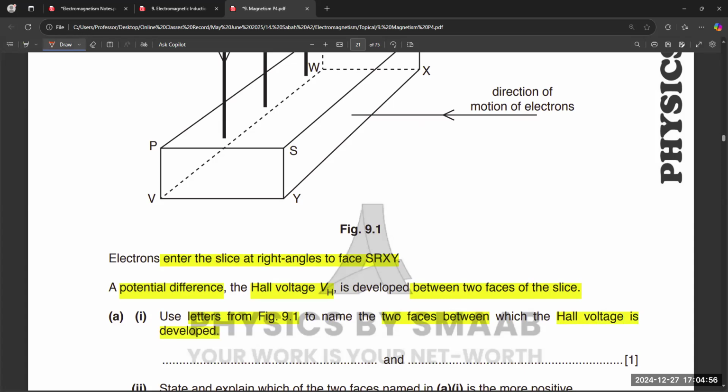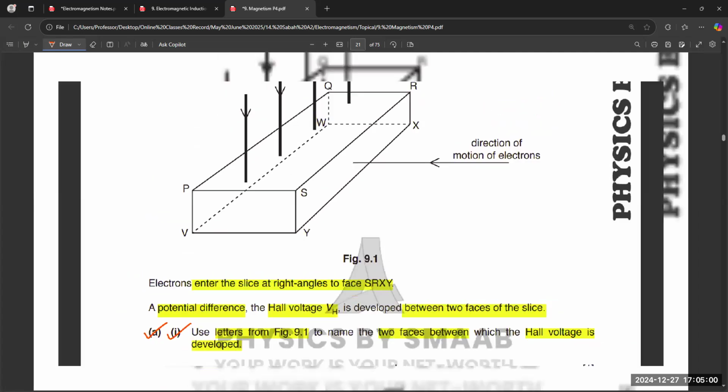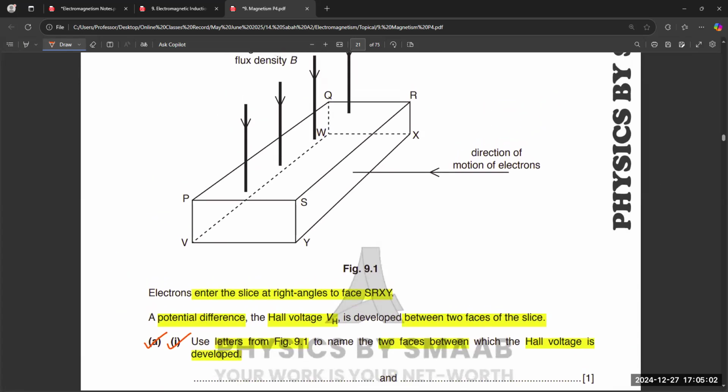So between which two faces is the Hall voltage developed in this diagram? It's going to be between... okay, wait, let me work it out.